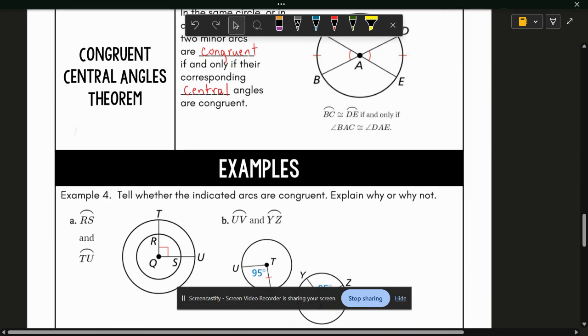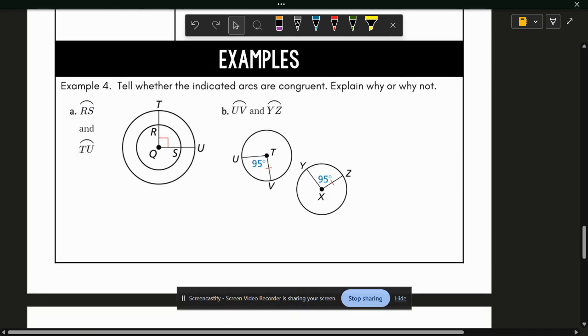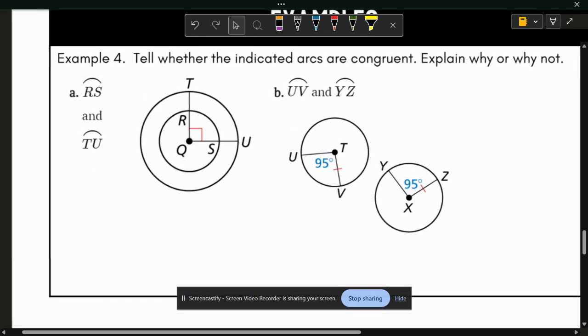So we've got one last example here for you. Tell whether the indicated arcs are congruent. Explain why or why not. So on letter A, RS and TU, we want to see if those arcs are the same. Okay, we're looking at this arc here and this arc here. Would these two arcs be congruent? No. Yeah, these two arcs would not be congruent.